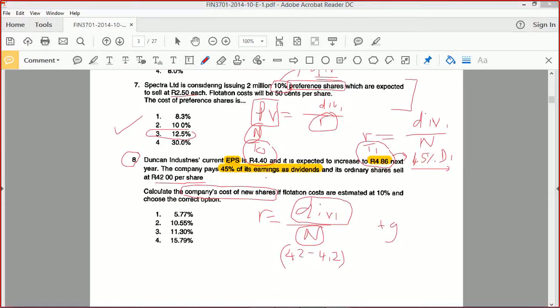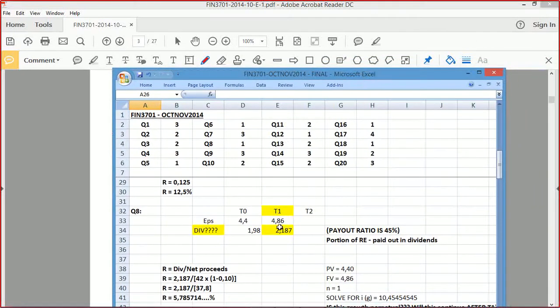It's 2.19, yeah, that's better. But I wouldn't use 2.19. I would use 2.187, and then I'd round up the answer. But yes, okay, so you've got that. There's the dividend at time 1. That's what you put into the formula. Okay, and if you put that into your equation, you get what? 5.7.